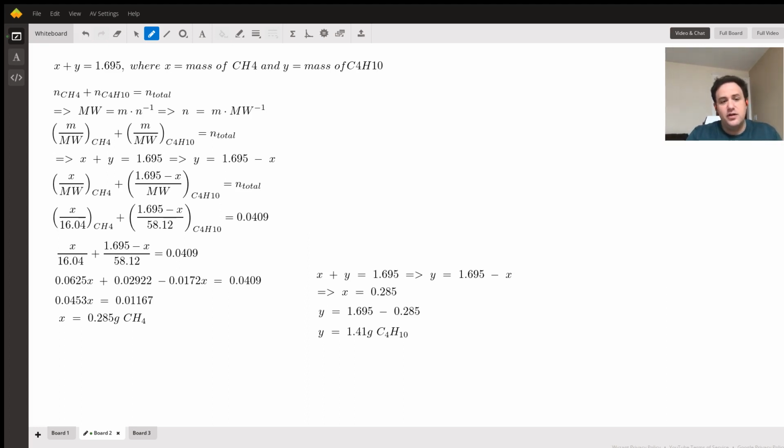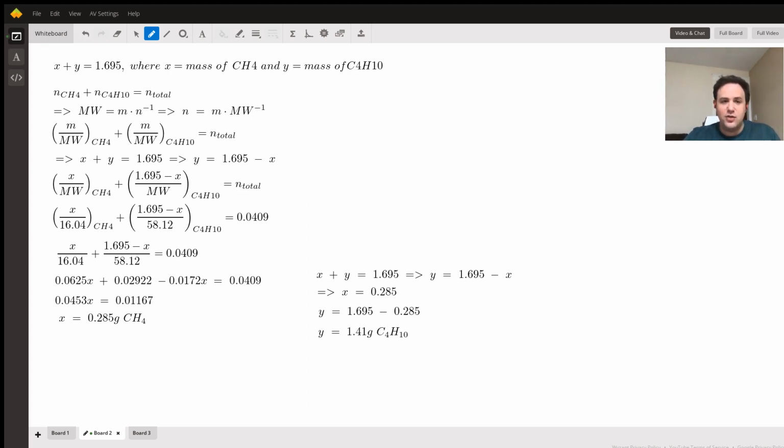So what we're going to do is use the definition of molecular weight, and substitute that in for moles. We rearrange that, we solve, and we find that moles is equal to the mass divided by the molecular weight. Now we substitute that into our equation. So we have mass divided by molecular weight of methane plus the mass divided by the molecular weight of butane is equal to the total number of moles present. There's just one last thing that we want to do. In place of the mass, we want to use that first equation, the x plus y equation.